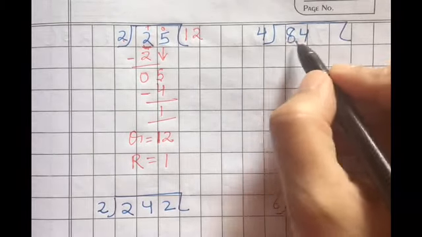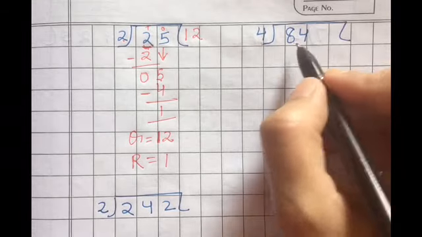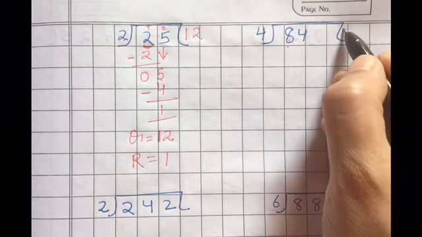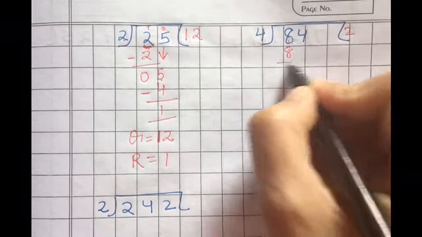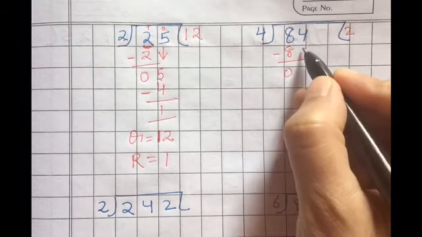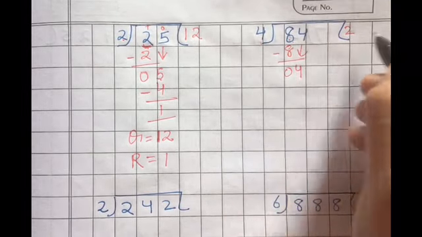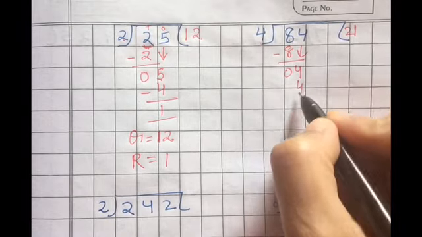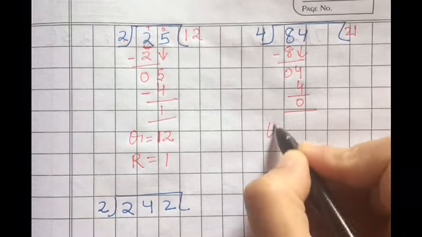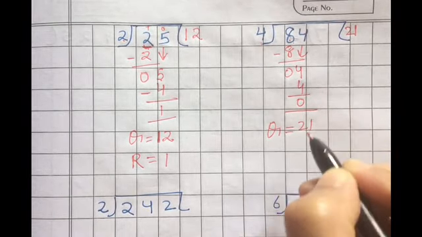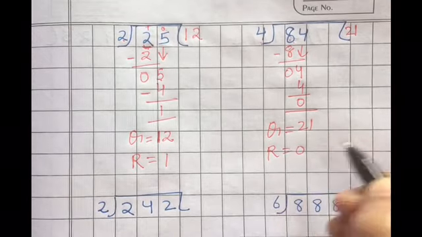Next, 84 divided by 4. So we will start with 8. 4 twos are 8. Subtract that, 0. Now this 4 will come down. 4 ones are 4, 0. So in this, the quotient is 21 and the remainder is 0.